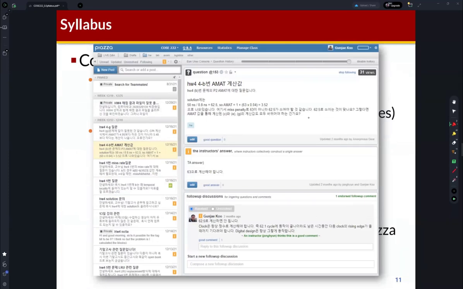So this is an example of Piazza. You can find that many students post questions like this, and the TA can answer the posted questions. On Piazza, you can post questions in Korean. I can understand Korean and English, not Chinese. I can only understand two languages, Korean and English. So you can post your questions in Korean or English.